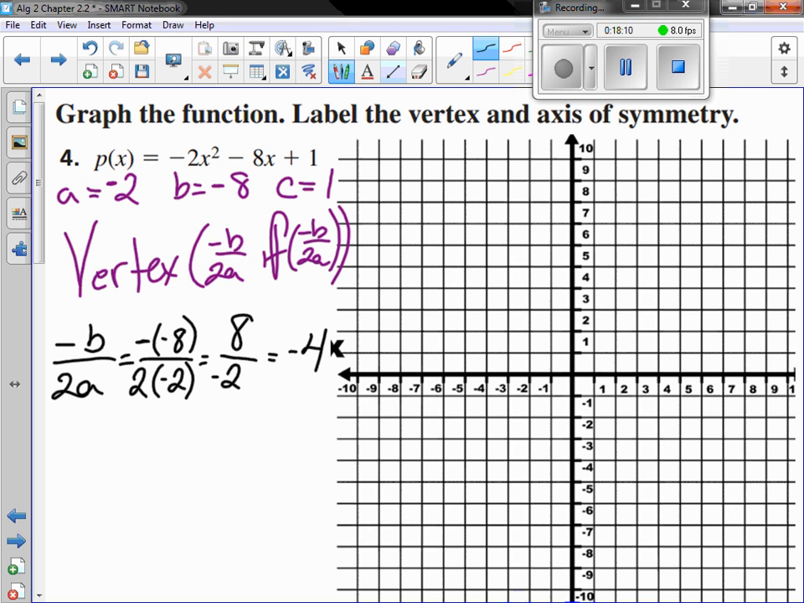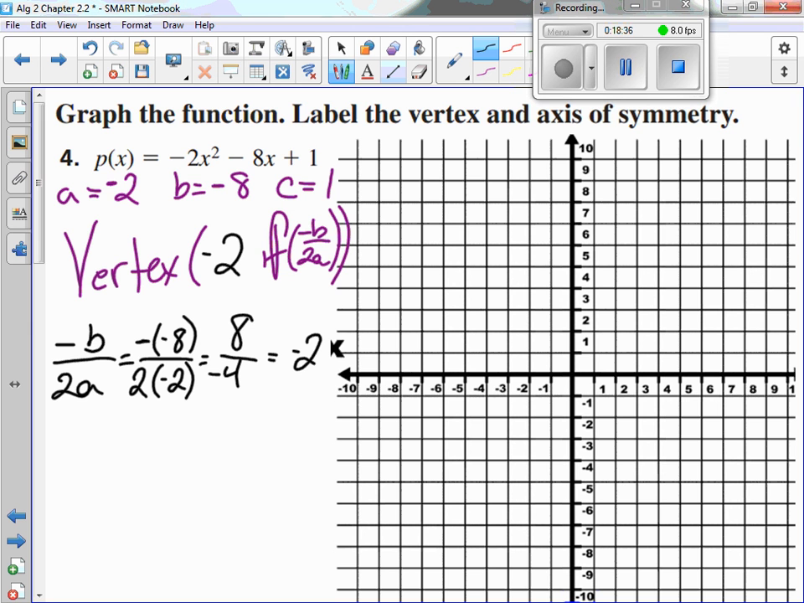So negative 8 became positive 8. 2 times negative 2 is negative 4. 8 divided by negative 4, or negative 2, gives us negative 4. You wrote negative 2 on here. Yep. Oh, yep. If I'm thinking too much, I always get it flipped. So it's negative 2. Thank you. So the correct answer is negative 2, because 8 divided by negative 4 is negative 2. Got ahead of myself.